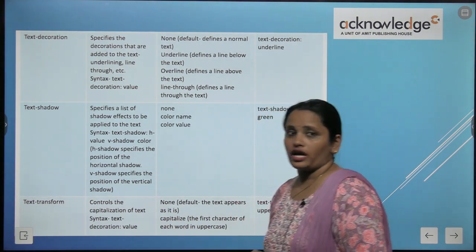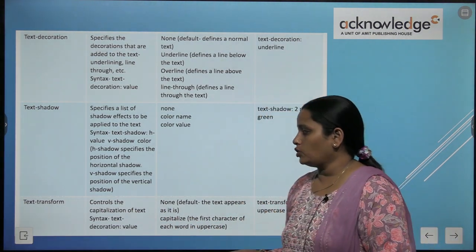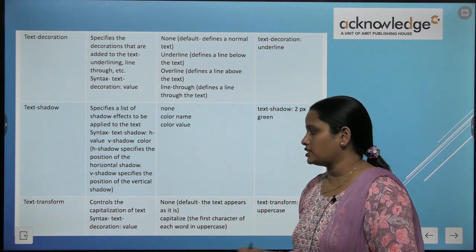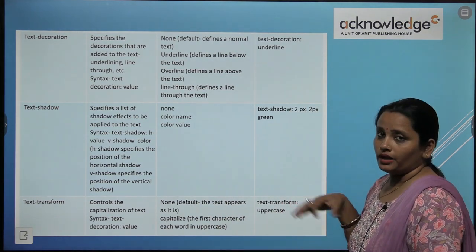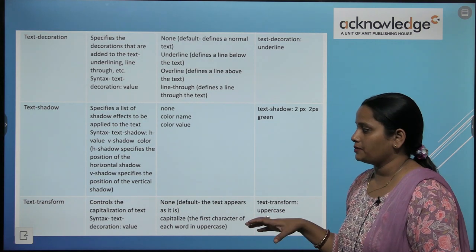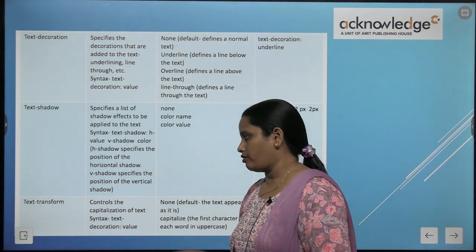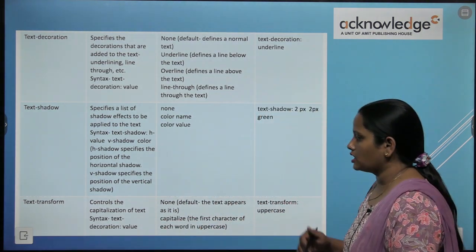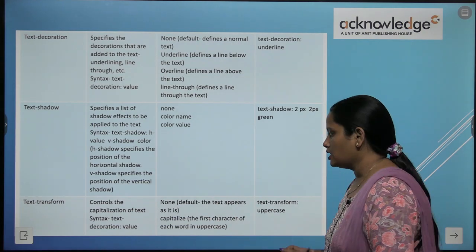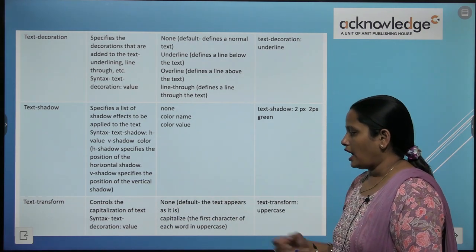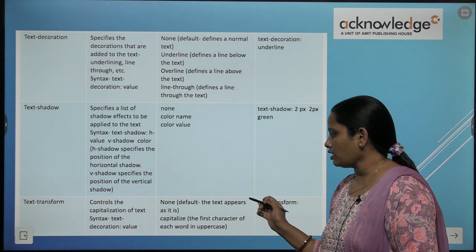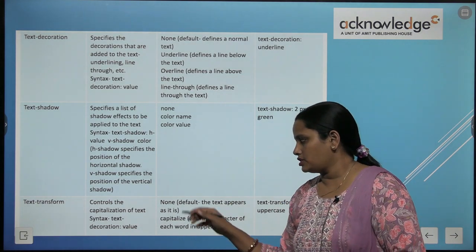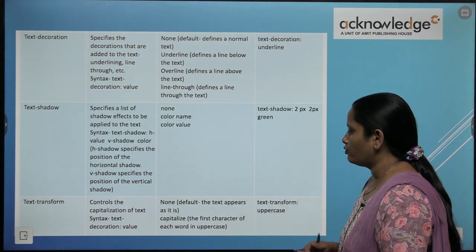Now text transform. It controls the capitalization of text. So capital में लिखना है, small में लिखना है, ये किससे पता चलेगा? By text transformation. And the syntax is given here. We have to enter this syntax for working with it. And the default, the text appears as it is. The none is the default.